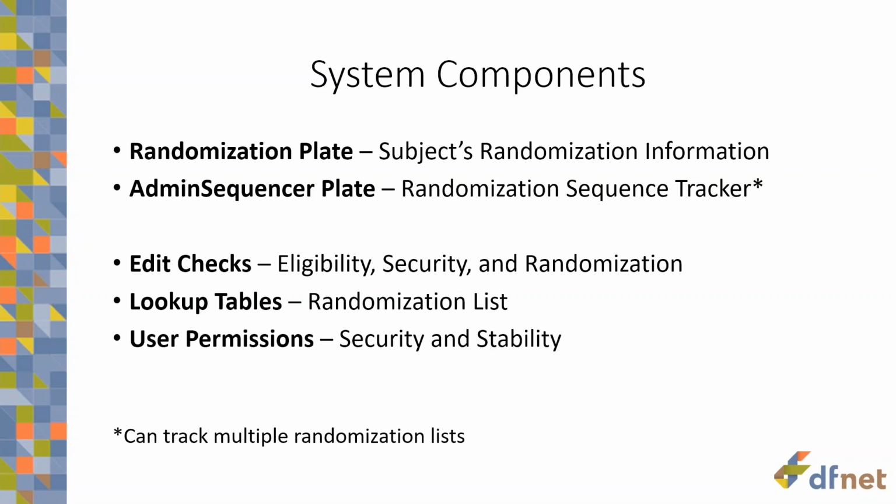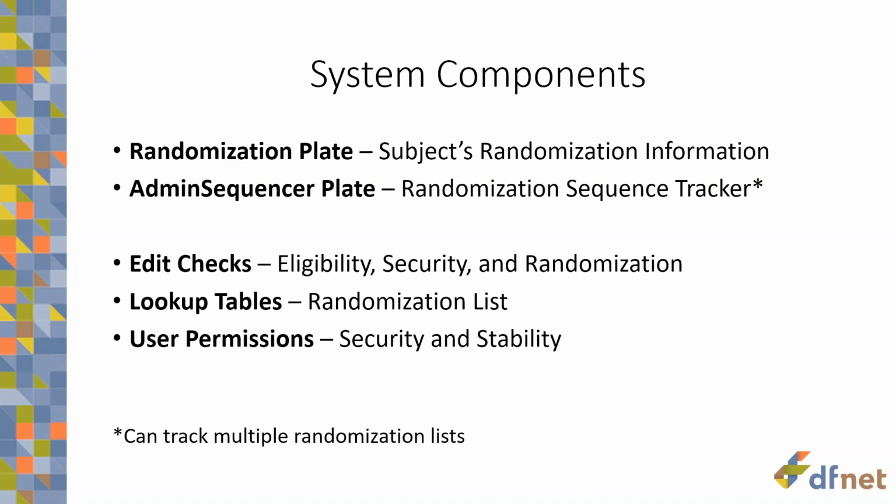Then alongside those plates, there are edit checks, which help ensure eligibility, security, and do the actual randomization. There are lookup tables, which hold the randomization list. So this system can track multiple randomizations. So if you have a specific set of treatments that are associated with an age group from 18 to 35, and then a different randomization list for people from 36 to 60, you can set up multiple lists on this system. And then the final component is user permissions.